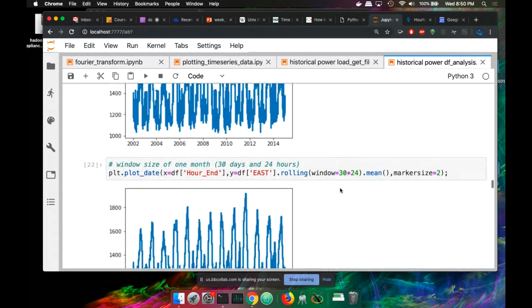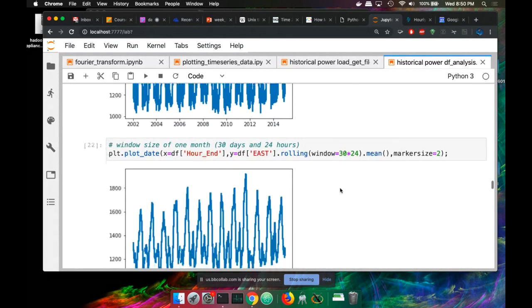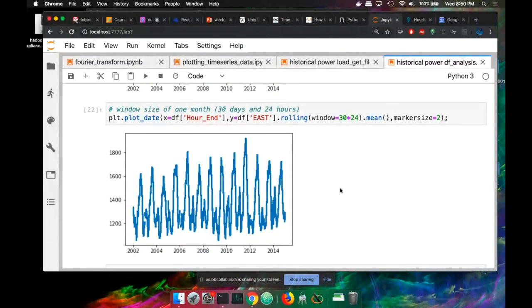So let's say it's a little bit noisy, so let's make our window bigger. All right, so here we've made our window size a month. That cleans up that noise in the week scale windows. All right, so this is looking better. We can clearly see the pattern of a year, right?